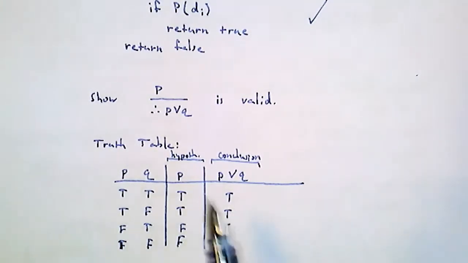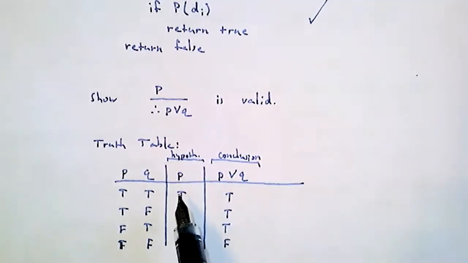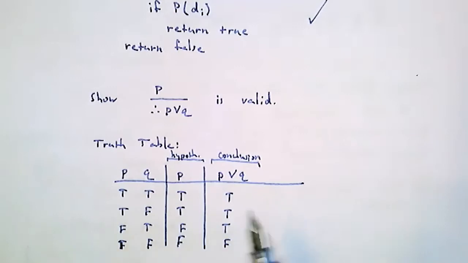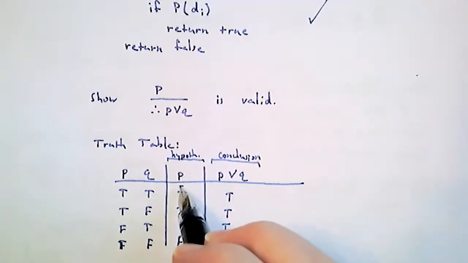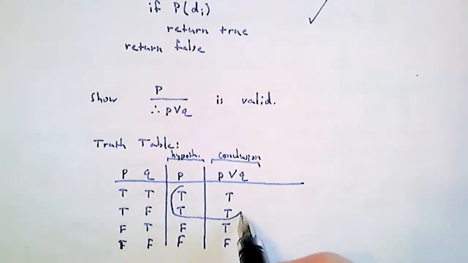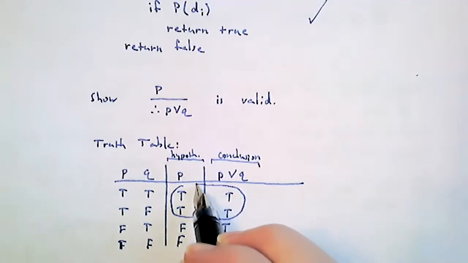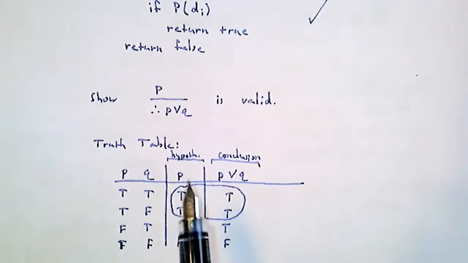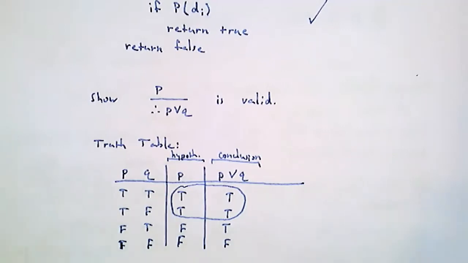So now we have to find the rows where the hypotheses are true. The first 2. And then we have to look at the conclusion and make sure that the conclusion is always true whenever the hypothesis is true. So does that check out? Does that work? Yeah. So that one's good.